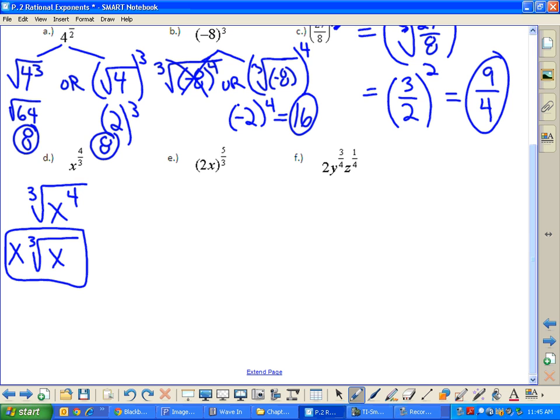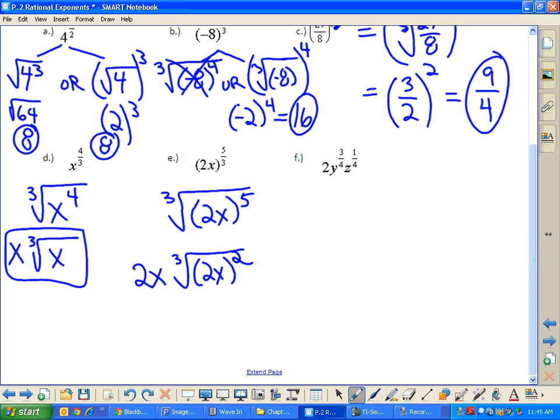Part E, I'm going to rewrite that as a radical. So it's the cube root of 2x to the 5th. Once again, I'm going to use my division. 3 goes into 5 one time. So 2x to the 1st comes out. And then there are 2 left over underneath. You could simplify a little bit underneath there. So you get 2x times the cube root of 4x squared.